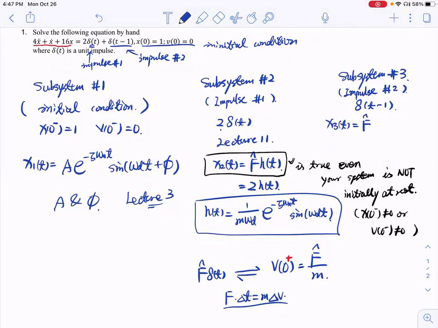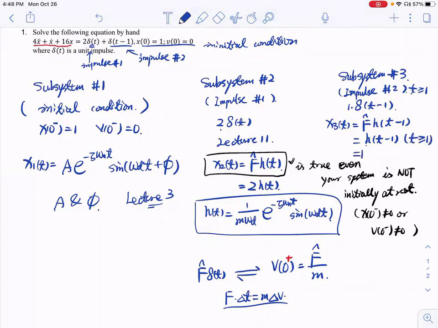So it's going to be F hat, and then the time dependent part, you need to delay it by 1 second as well. So that means 1 second delay in excitation means 1 second delay in response. In this case, because it's a unit impulse, this F hat is 1. So you directly have h(t minus 1). And remember, your impulse number 2 comes in only after time is greater or equal than 1 second. So this x3 exists only when t is greater or equal to 1 second.